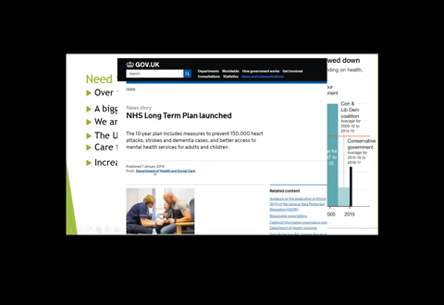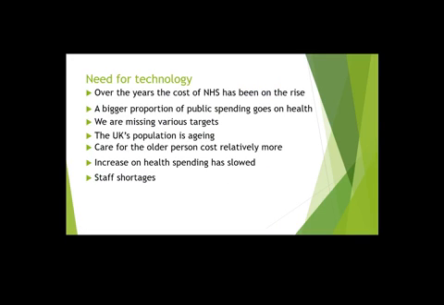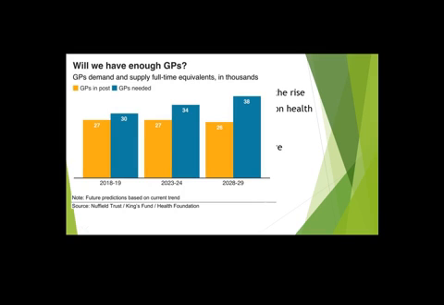Although the NHS has a 10-year plan, which is supposed to inject more money into it from the government, that is on the line. We also have staff shortages, as I said. These are figures which show the numbers of GPs they have versus the amount they need, and you can see the disparity between how much they have and how much they need. And these are the predicted values which are being shown there.